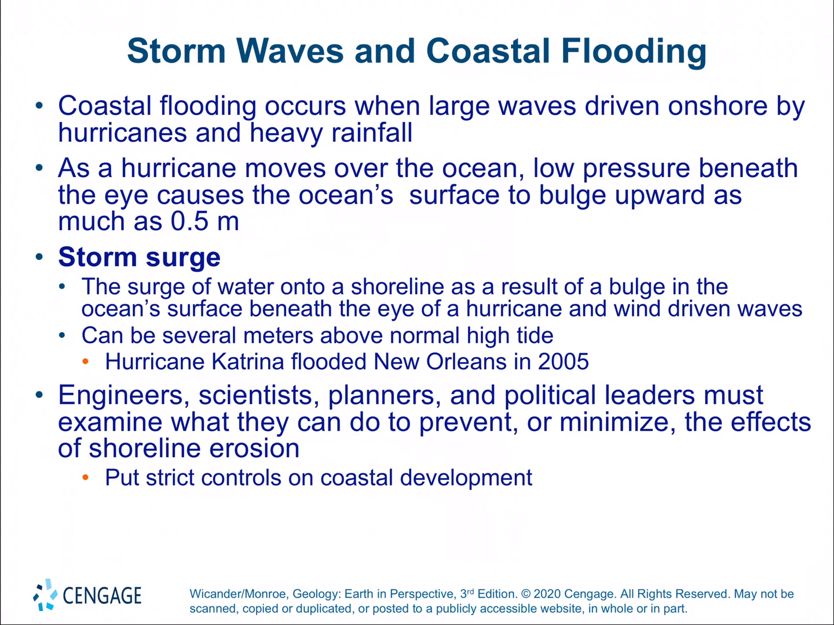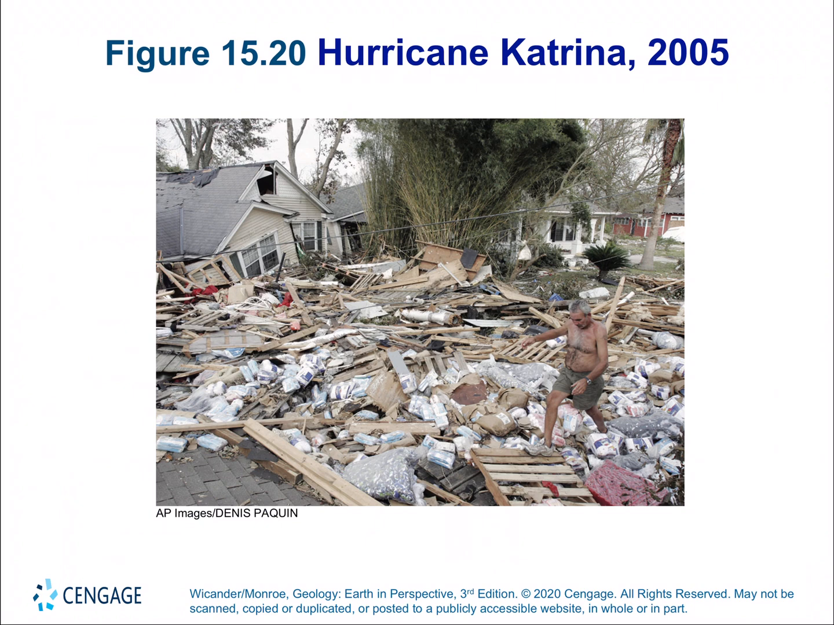Now, our engineers, our scientists, our political leaders, they're all trying to do planning to see what they can do to prevent or minimize the effects of shoreline erosion. One way is to put strict controls on coastal development. This is a picture after Katrina in Biloxi, Mississippi. A man's trying to find his house.